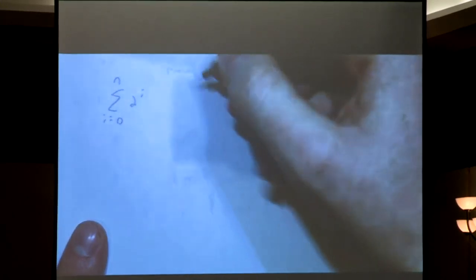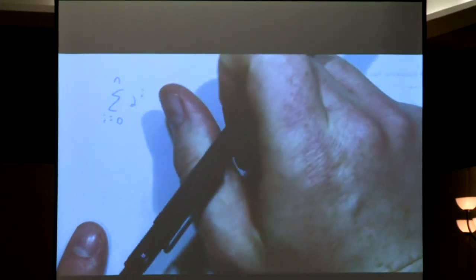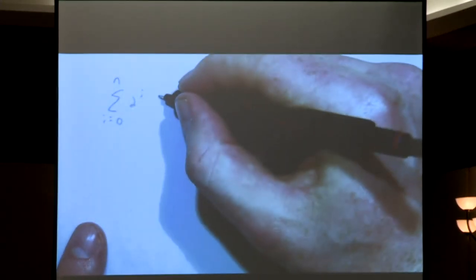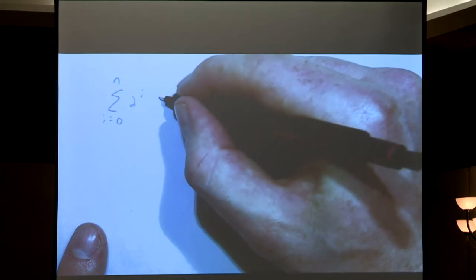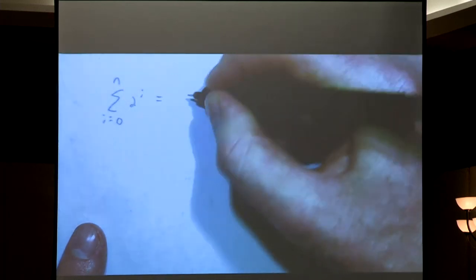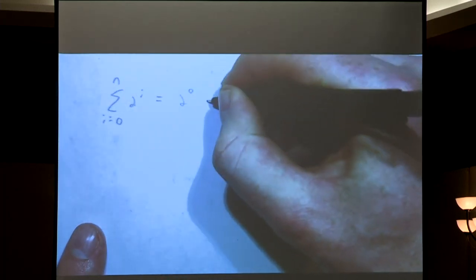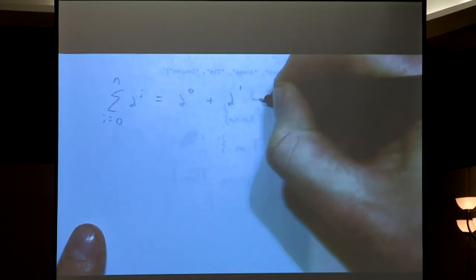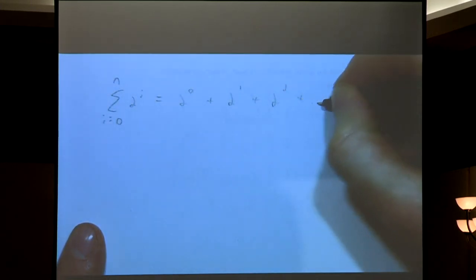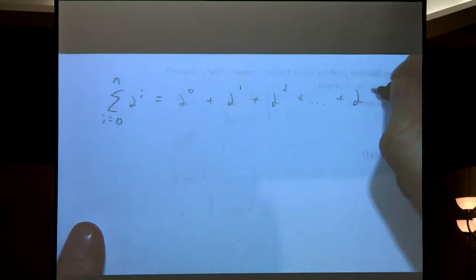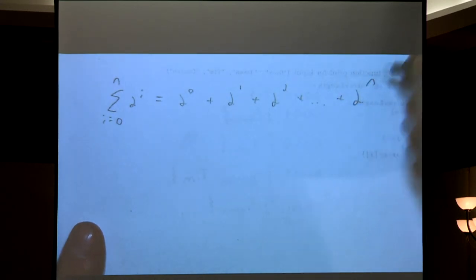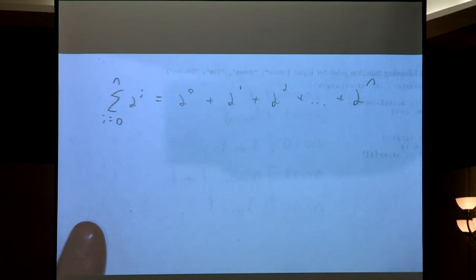That's geometric, right? Yeah, 2 to the i. Okay. This is where you do the zaps, right? 2 to the 0 plus 2 to the 1 plus 2 to the 2. Okay. So there are formulas for solving geometric sums, but you didn't learn those. So you get to do it this way.